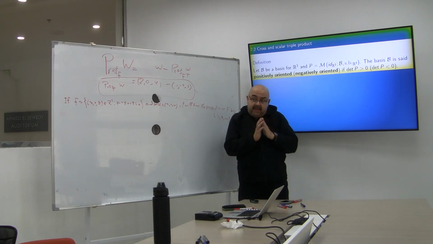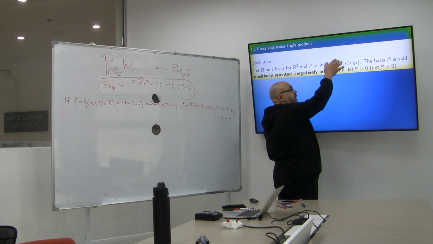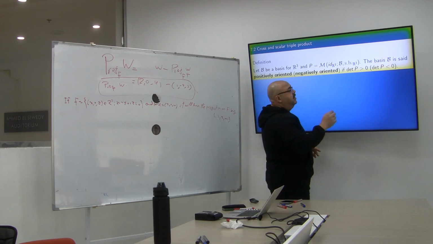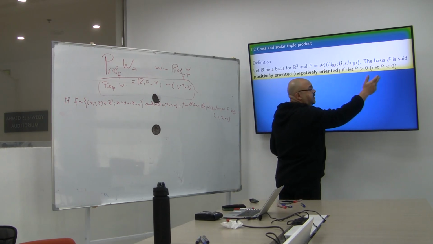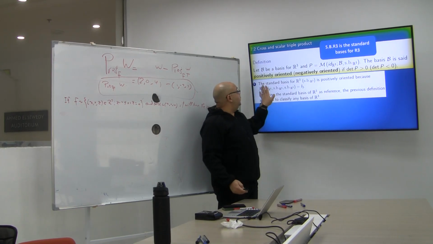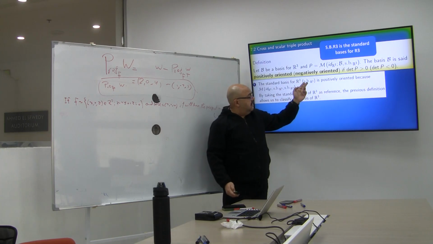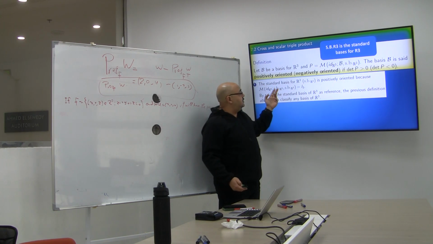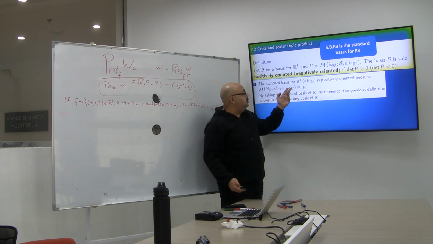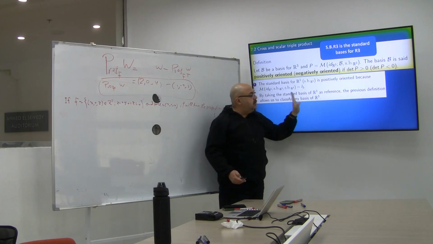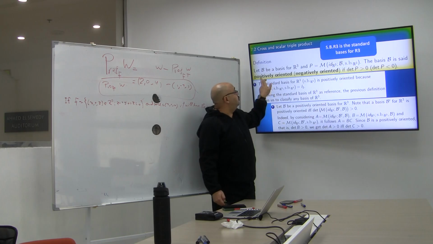This can be controlled by evaluating the determinant of this matrix. If the value of the determinant is greater than 0, then you will have positively oriented. If the determinant of this matrix is less than 0, then you will have a negatively oriented matrix. So the standard basis for R3 is 1, 0, 0, 0, 1, 0, 0, 0, 1, as you already know. It is positively oriented because the identity from this basis into this basis will result in I3, and the I3 determinant is positive 1, which is greater than 0.